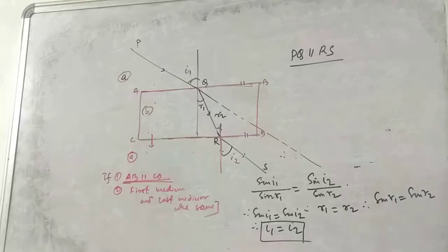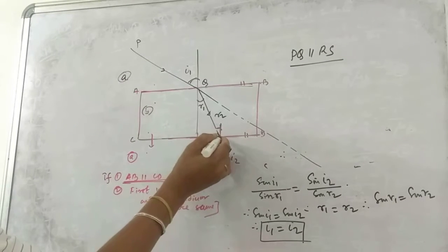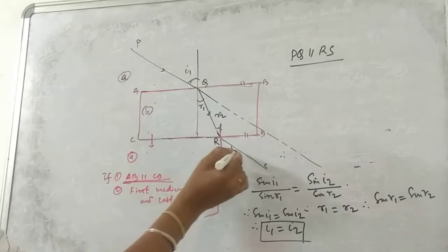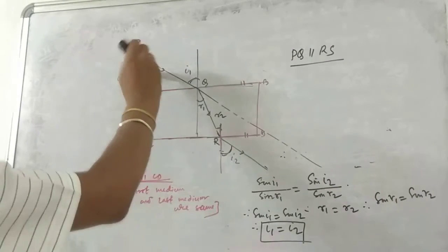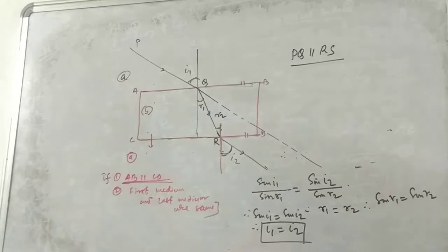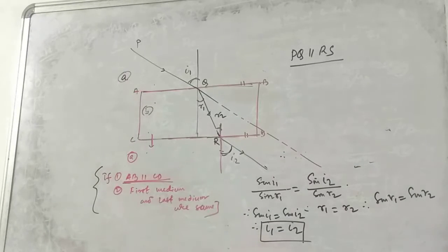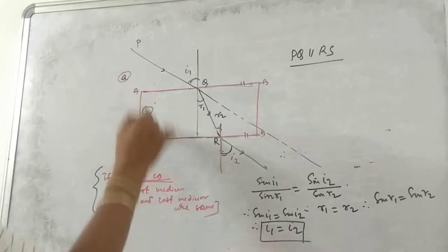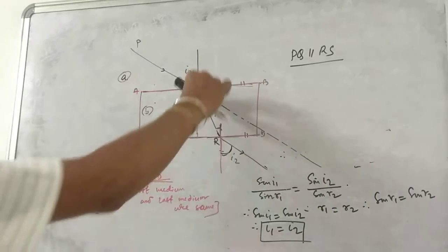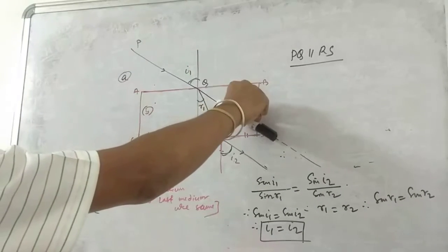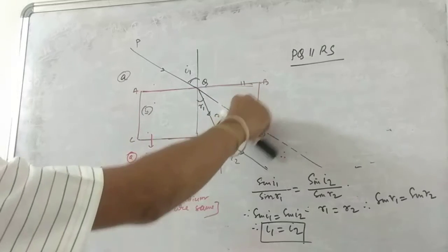But there is a lateral shift, a lateral shift occurs. There is no deviation produced by this kind of refraction. What kind of refraction? When the two surfaces are parallel and the medium is the same. This is the condition for this property. Only then the direction of the light does not change; the path just shifts from here to there.